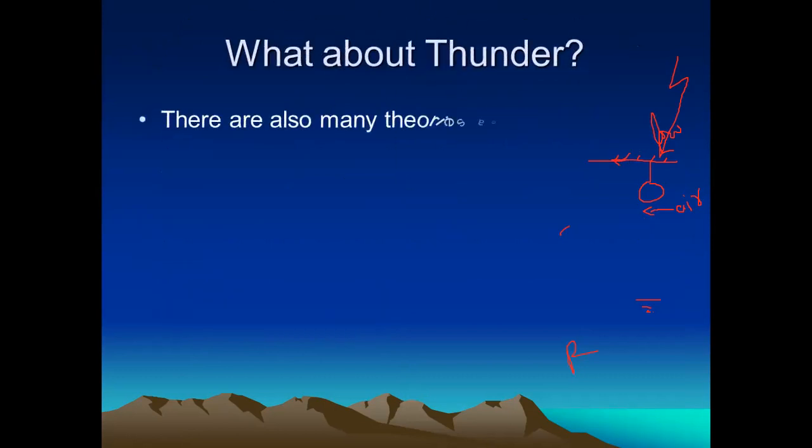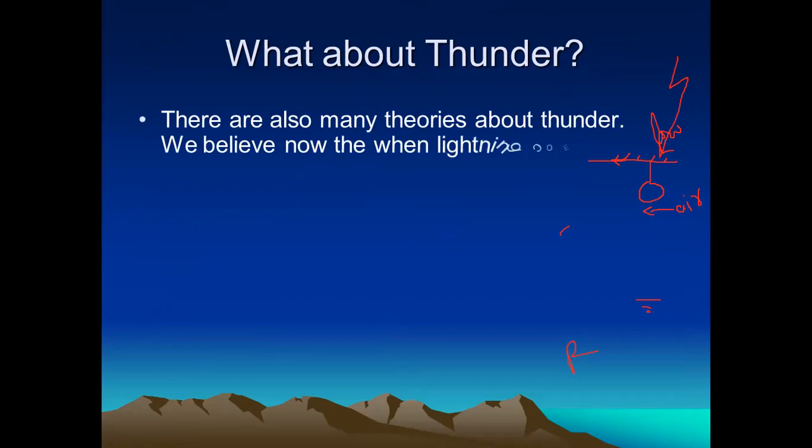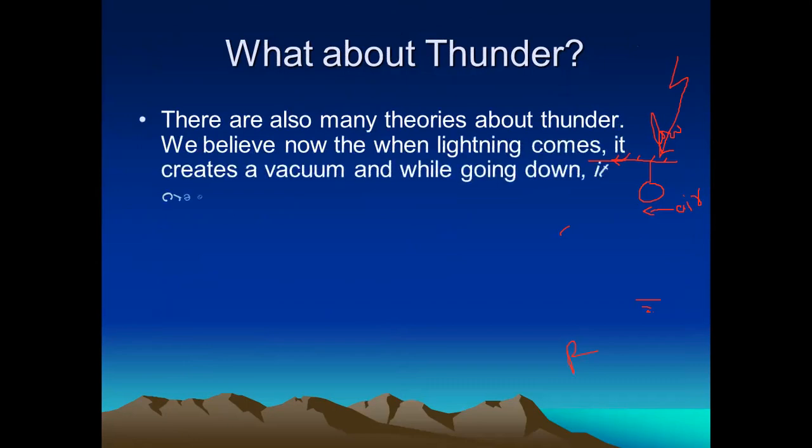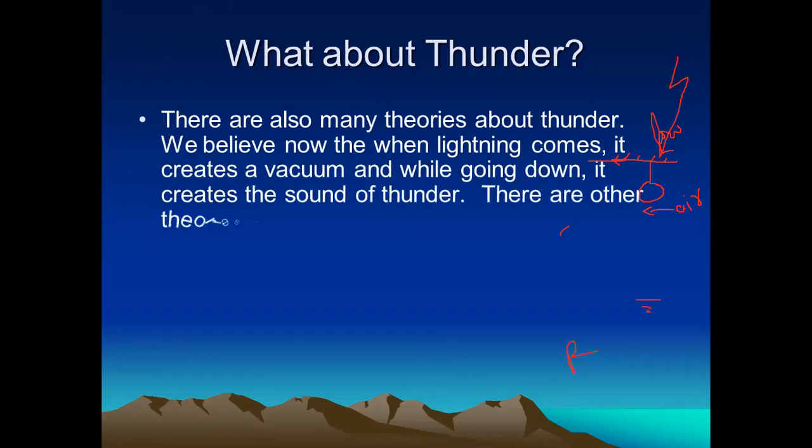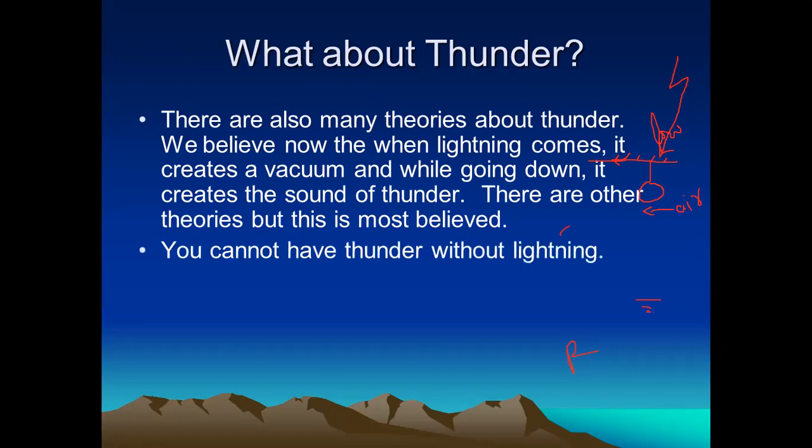Now the thunder. There are also many theories about the thunder. We believe now that when lightning comes, it creates a vacuum, and while going down, it creates the sound of the thunder. There are other theories, but this is the most believed: the vacuum. You cannot have thunder without the lightning.